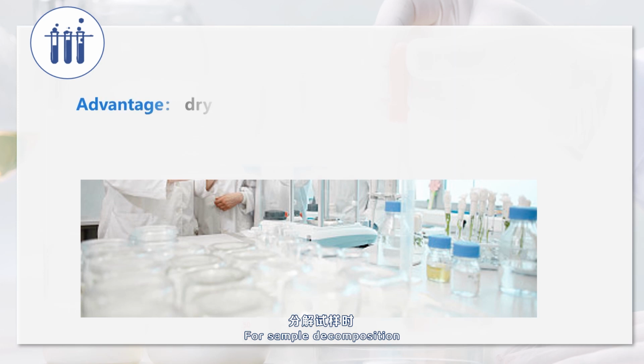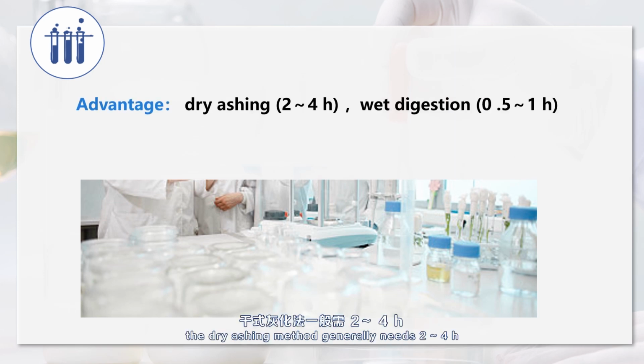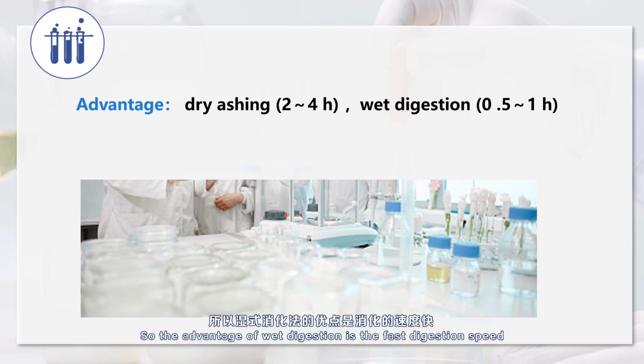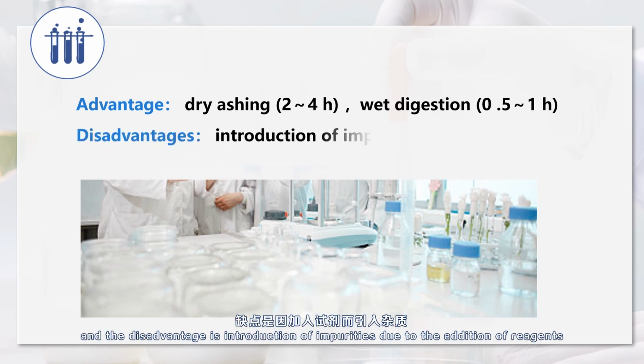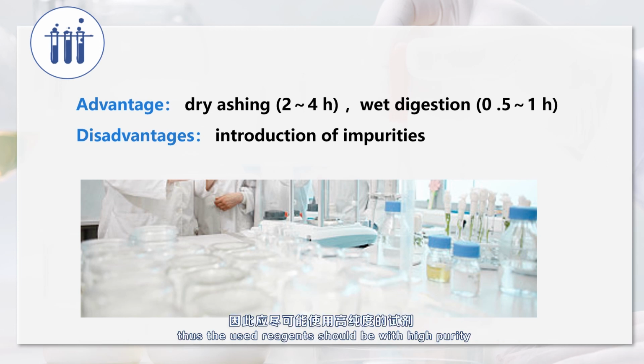For sample decomposition, the dry ashing method generally needs 2 to 4 hours, and the wet digestion method is 0.5 to 1 hour. So the advantage of wet digestion is a fast digestion speed, and the disadvantage is introduction of impurities due to the addition of reagents. Thus, the used reagents should be with high purity.